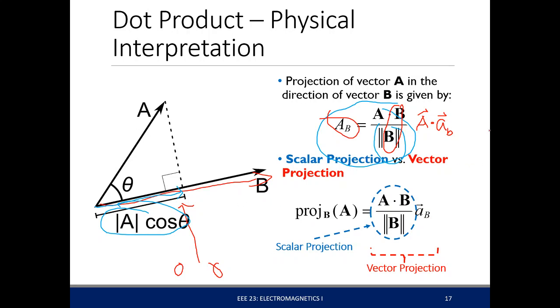The vector projection is different. You just need to multiply that direction by your scalar projection. So scalar projection means the value is a scalar, as by definition of your dot product. For vector projection, you just need to add that direction. Which makes sense, since if it's a projection on B, then it should have the same direction as your vector B. So that's your physical interpretation of the dot product.